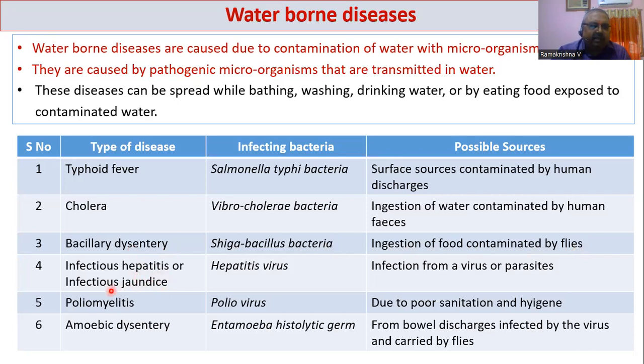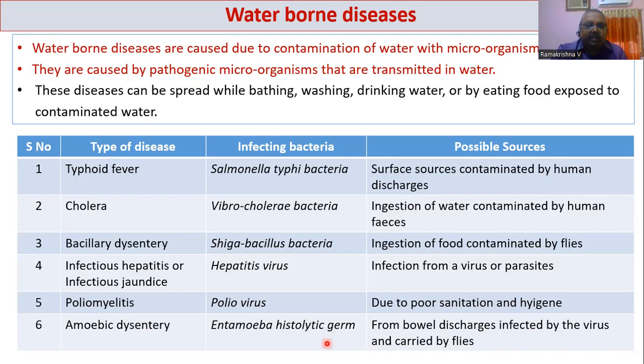Infectious hepatitis or infectious jaundice is caused by the hepatitis virus, an infection from a virus or parasites. Poliomyelitis: poliovirus is the infecting agent. This is caused by poor sanitation and hygiene. Amoebic dysentery, caused by the Entamoeba histolytica germ, a disease from bowel discharges infected by the germ. And again, this is another disease caused by the movement of flies from the contaminated material.